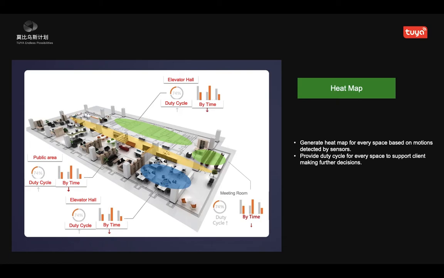Based on human presence sensors, we can also generate a heat map which shows the density of personnel flow for further decisions. Besides, we can also calculate the utilization rate for each space during a defined time period. For example, maybe the utilization rate for this floor is 30%, and the average utilization rate for this building is 70%. Then maybe we need to find out the reason why the utilization rate of this floor is so low, and we can make some improvements.